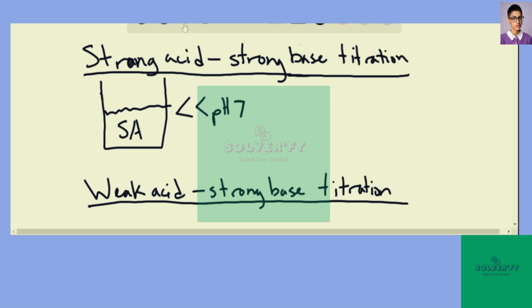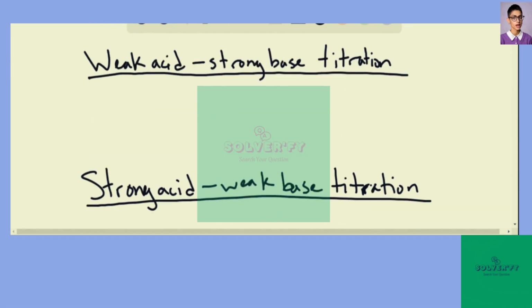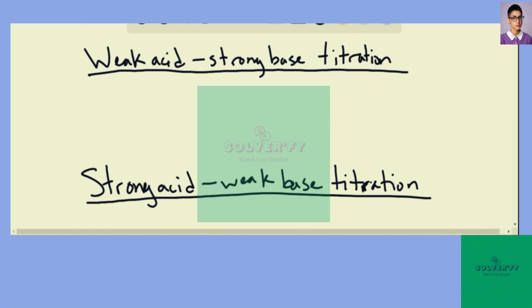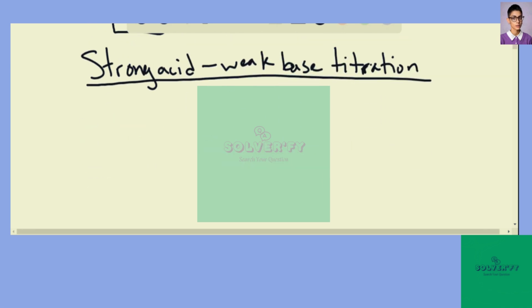Okay. And for a weak acid to strong base titration, if we take a look again at the beaker, all that's inside of it right now is a weak acid. And so it would be very, very close to a pH of 7 initially.